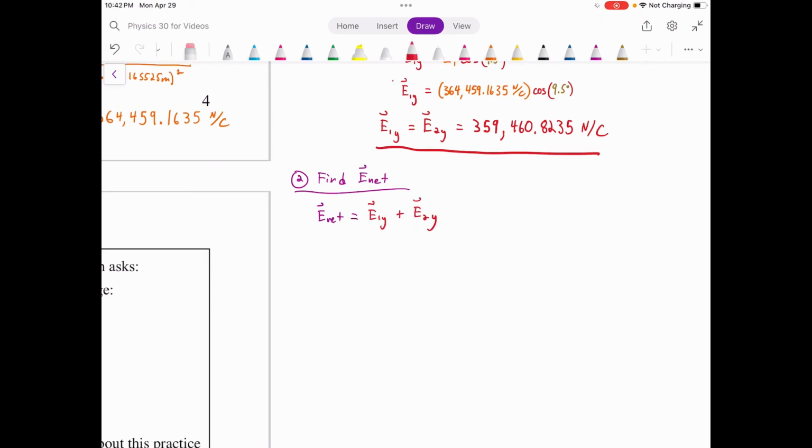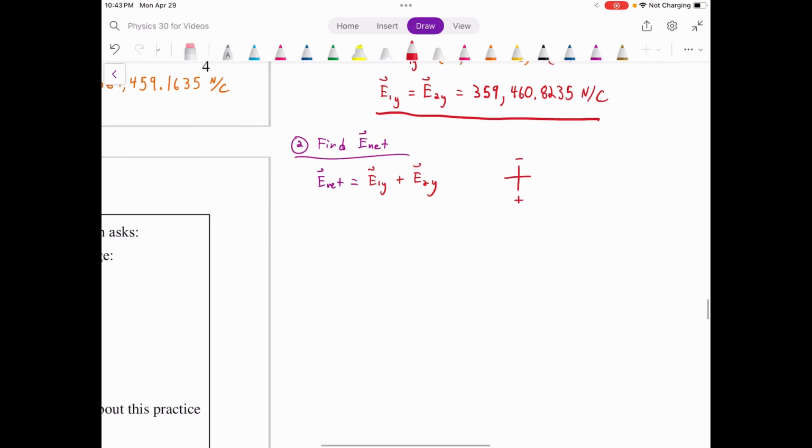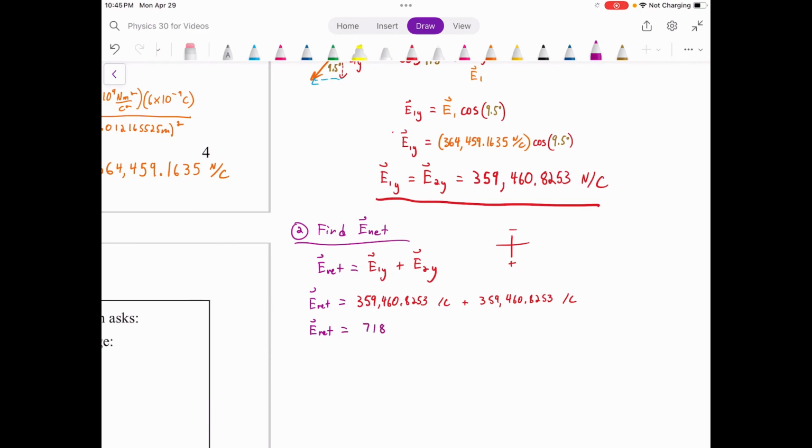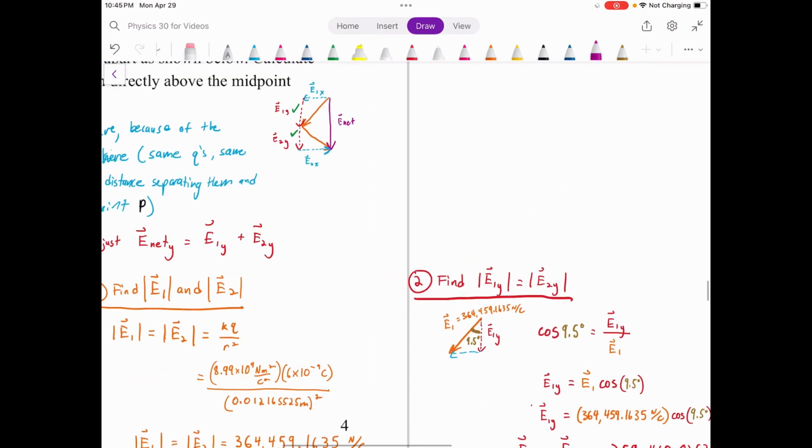Now, since they're both downward, I might go ahead and define downward as the positive direction. Why bring extra negatives into my math? So that just means the net electric field is going to be, we could multiply it by 2, or we could just say we've got two vectors pointed downwards that are each this strong, and just add them up like that. So when I did that, I got that the net electric field would have a magnitude of 718,921.6506 newtons per coulomb.